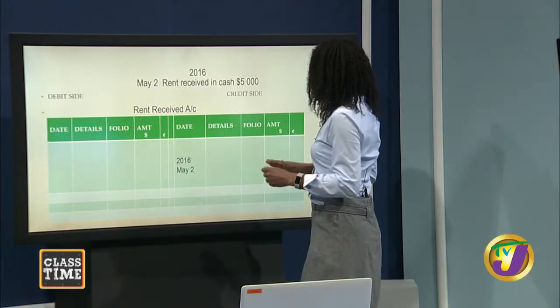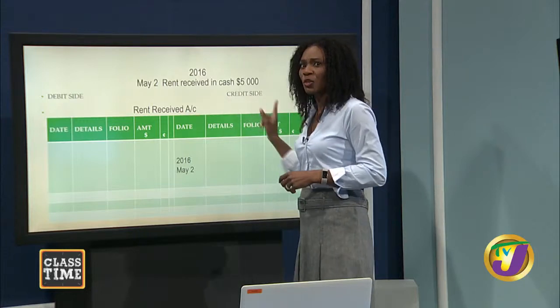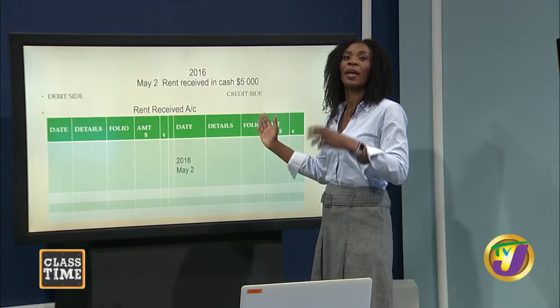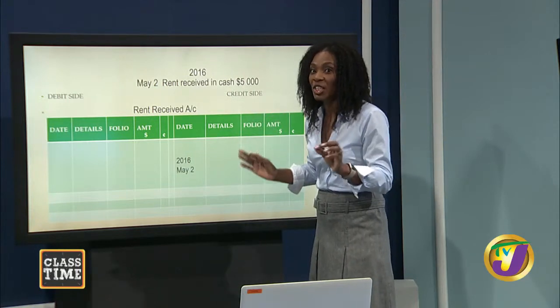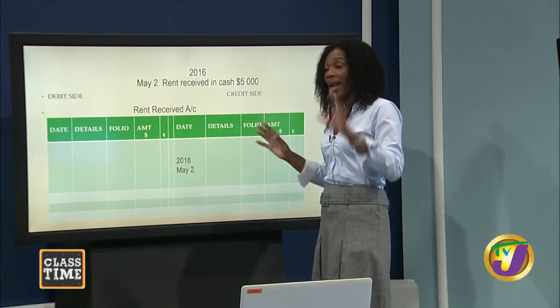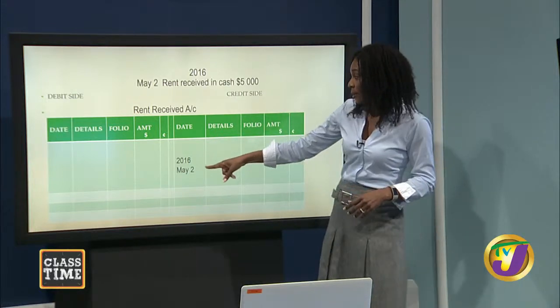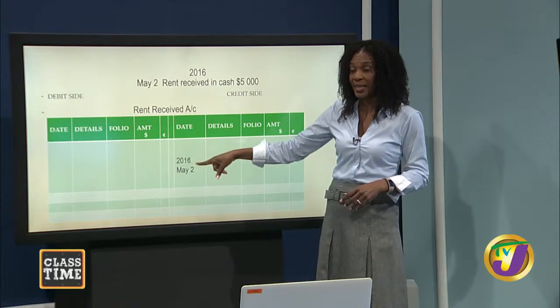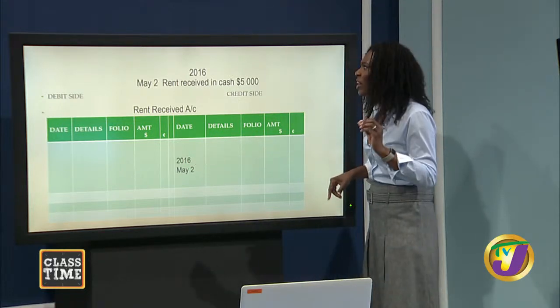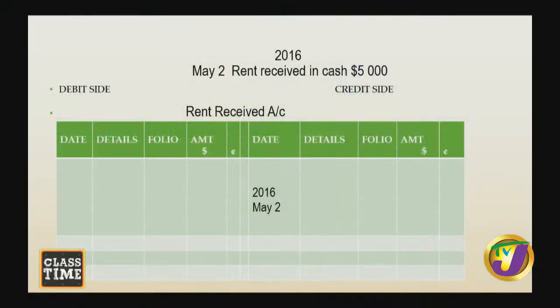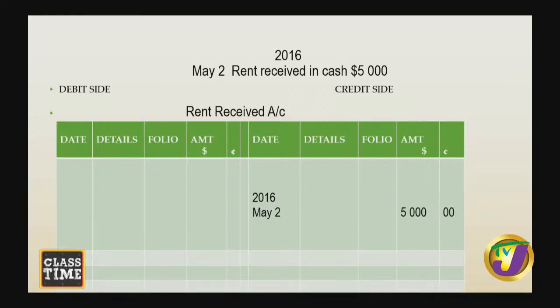Rule. Whenever there's an increase in revenues, we will do what? Credit the account. So watch me now. Which side is the credit side of the T account? The left side or the right side? The right side. That not change. Debit to the left, credit to the right. All right. So here we are on the credit side. We put in the date, May 2, 2016. How much rent we collected? $5,000. So the $5,000 will go under the amount section. See there, students. Hold it.